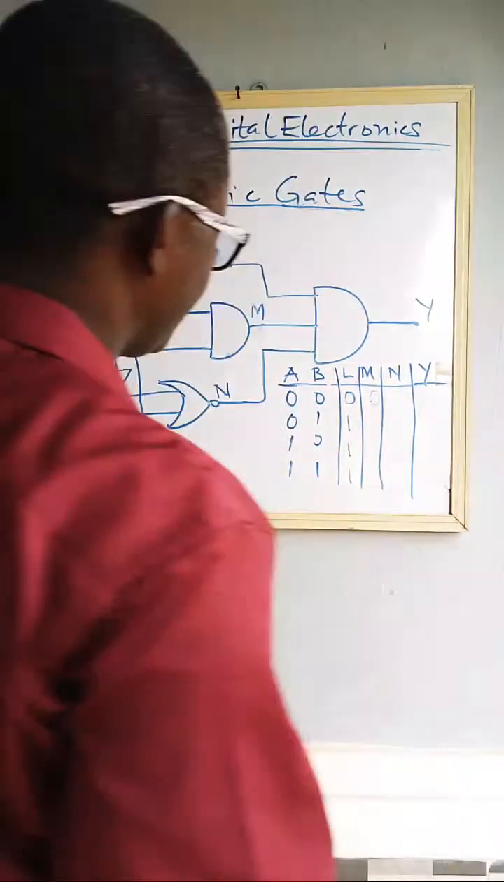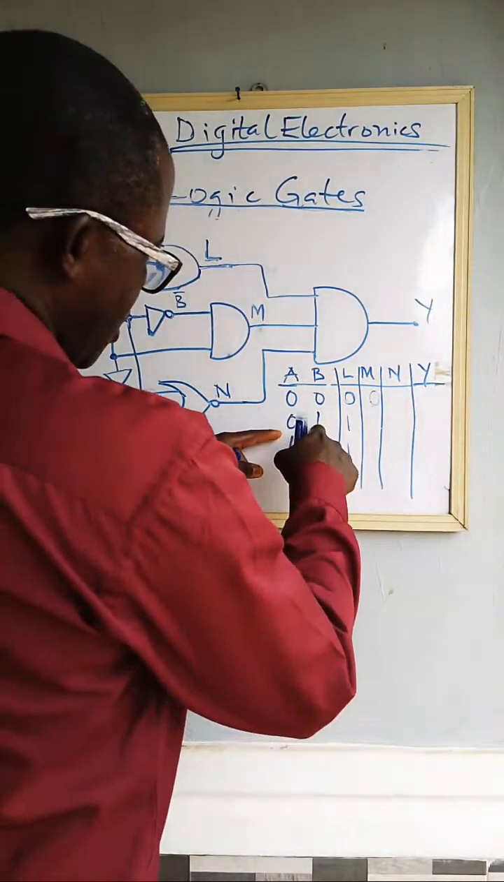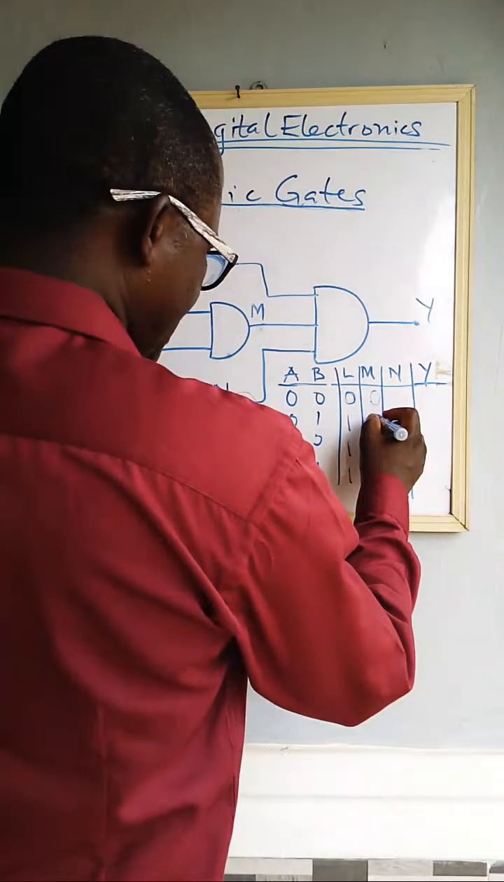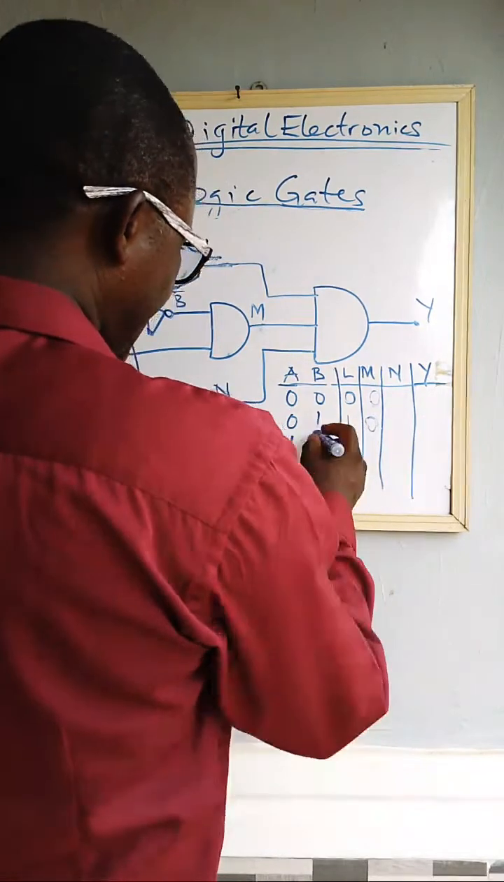Okay? Similarly here, A is 0, and then the inversion of B will be 0 also. So we are still going to get a 0 here. Next one.